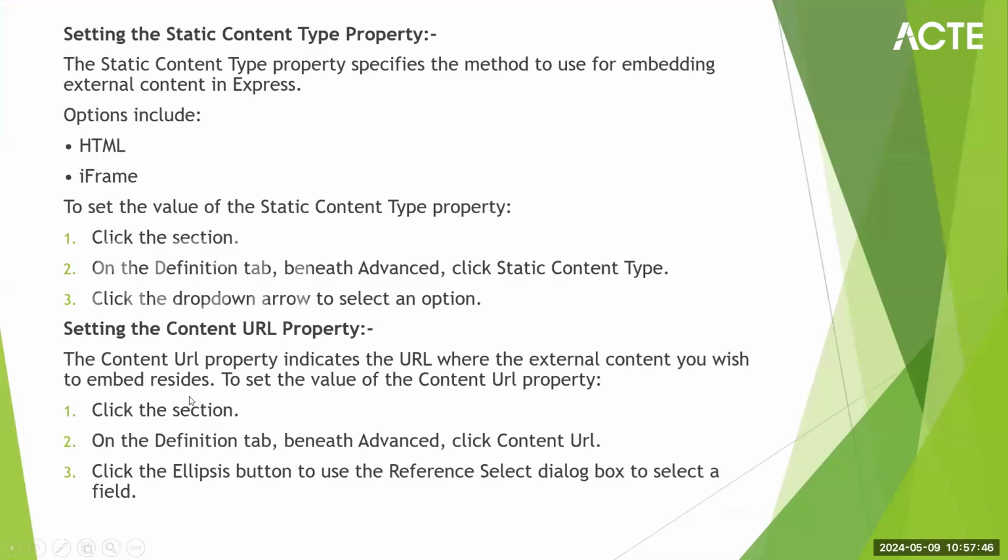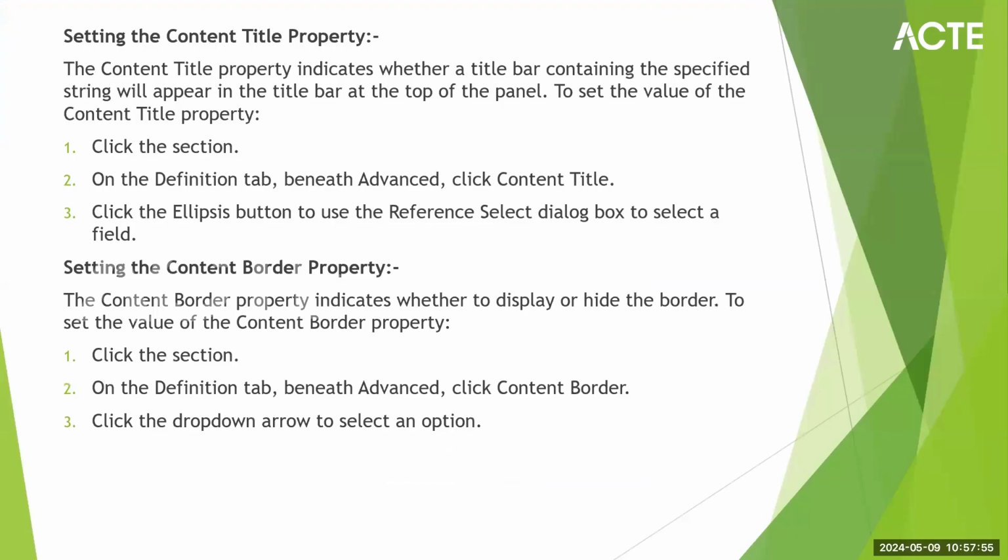So how do you set that? Click on the section, on the definition tab beneath advanced, click content URL, click the flip button and map the condition or select the value you want. Setting the content title property. If you have any title for that, how do you set that? Click on the section, on the definition tab beneath advanced, click content title. If you already have the value mapped in that particular field, you can map that field ID by using the flip button in the current existing manuscript.